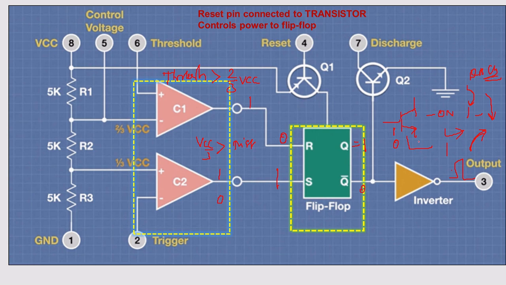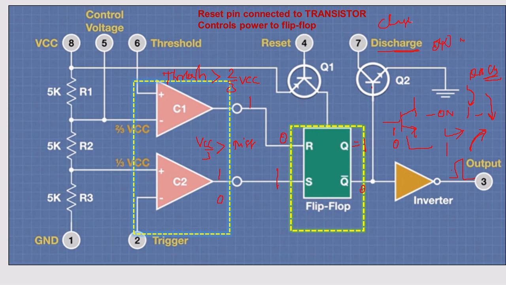It will turn on when you are providing 1. It will turn off when you are providing 0. Because this base-emitter junction wants a minimum of 0.6 to 0.7 V, only then will it switch on your device. So if it is on, it will discharge.